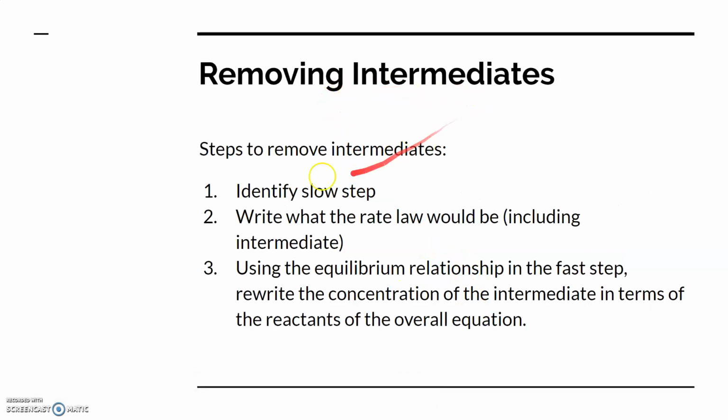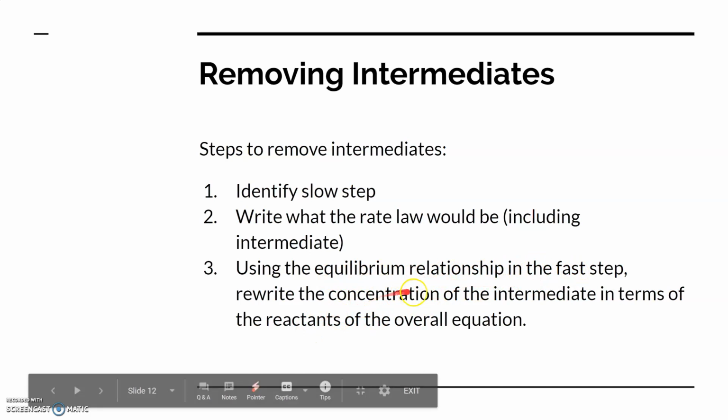Removing intermediates. Steps to remove intermediates. First, identify the slow step. Second, write what the rate law would be, including the intermediate. Third, using the equilibrium relationship in the fast step, rewrite the concentration of the intermediate in terms of the reactants of the overall equation. Okay, that sounds like a mouthful, but it's not that bad.